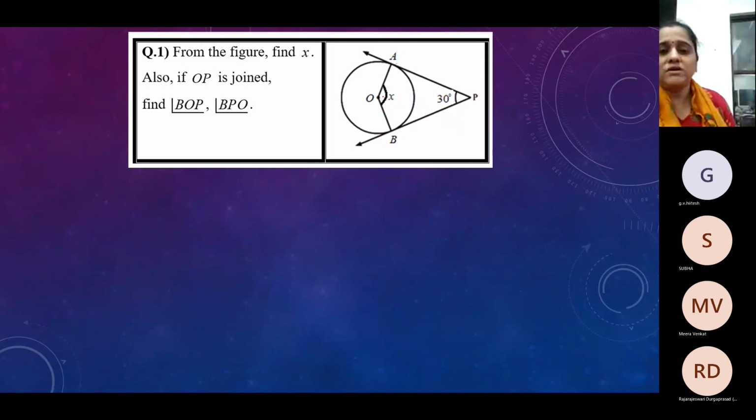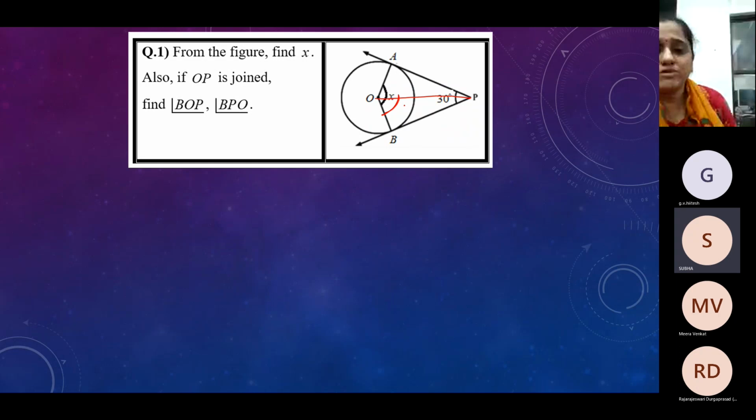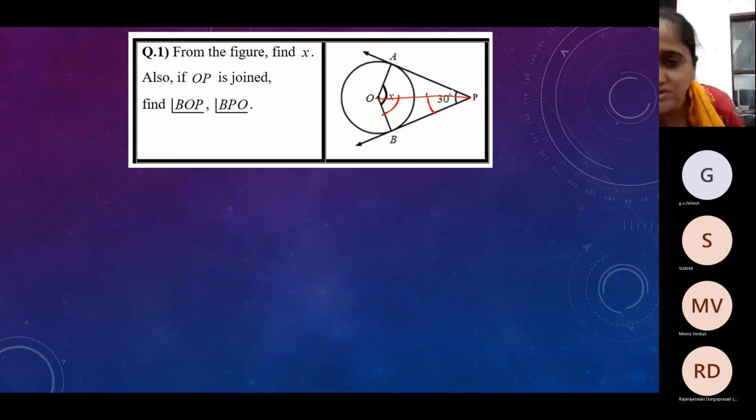So once again, tell me, how much is this angle BOP? 75 degrees. And how much is this angle BPO? 15 degrees.